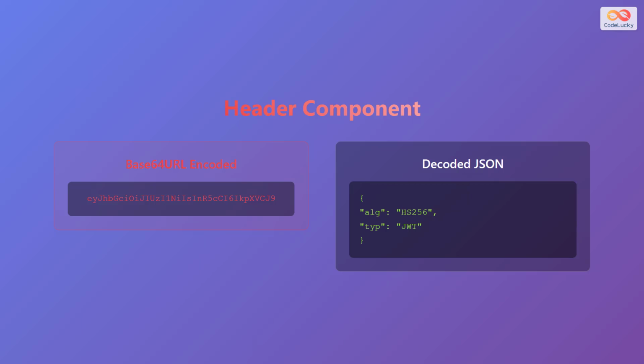As we can see, the encoded header is eyJhbGciOiJIUzI1NiIsInR5cCI6IkpXVCJ9, and when it is decoded, ALG is HS256 and TYP is JWT.